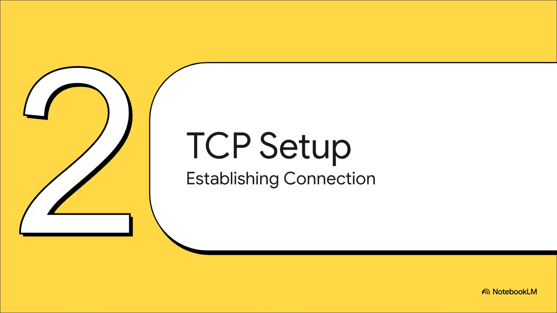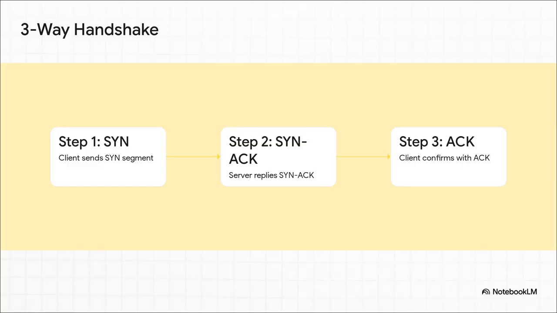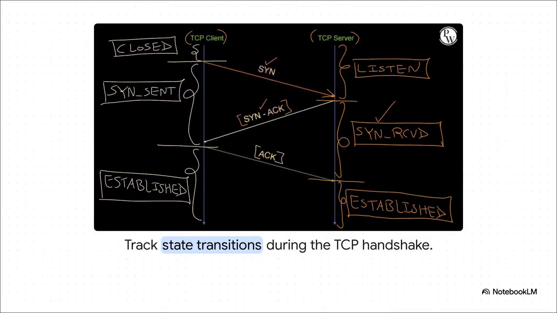Moving into Section 2, the TCP connection establishment phase. So let's look at the famous three-way handshake. How exactly does this build that logical tunnel before a single byte of application data is transferred? Well, step 1, the client knocks on the server's door by sending a SYN, or synchronize, segment. Step 2, the server acknowledges that knock and agrees to connect by firing back a SYN ACK, an acknowledgement. And finally, step 3, the client confirms the server's agreement with an ACK, an acknowledgement. Boom, connection established.